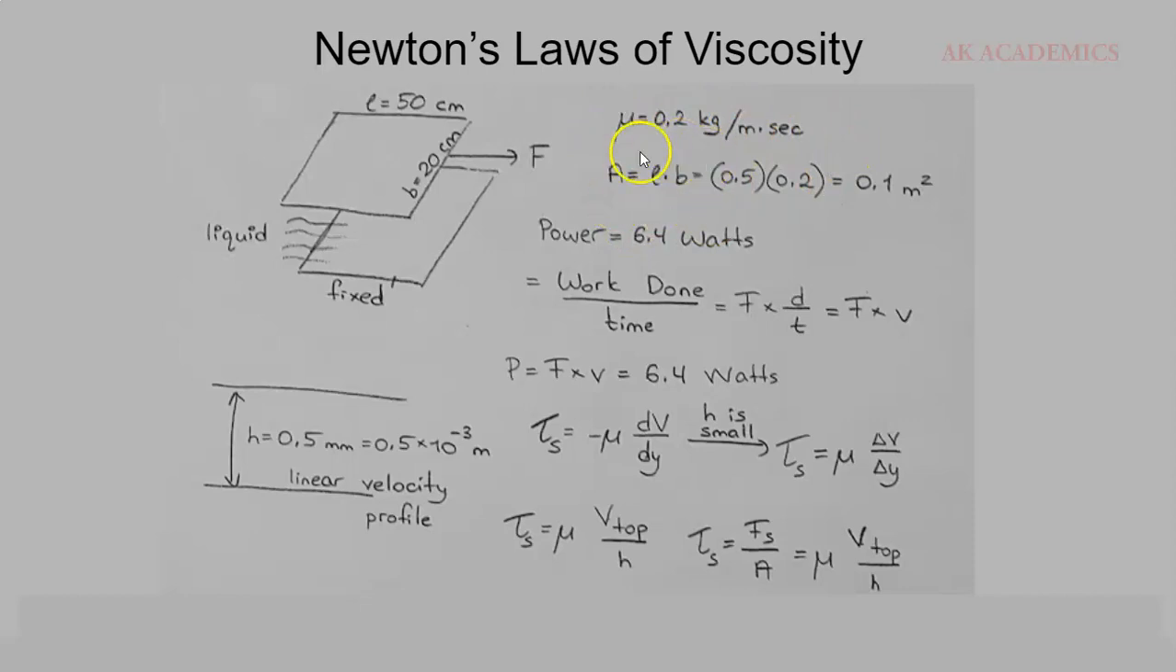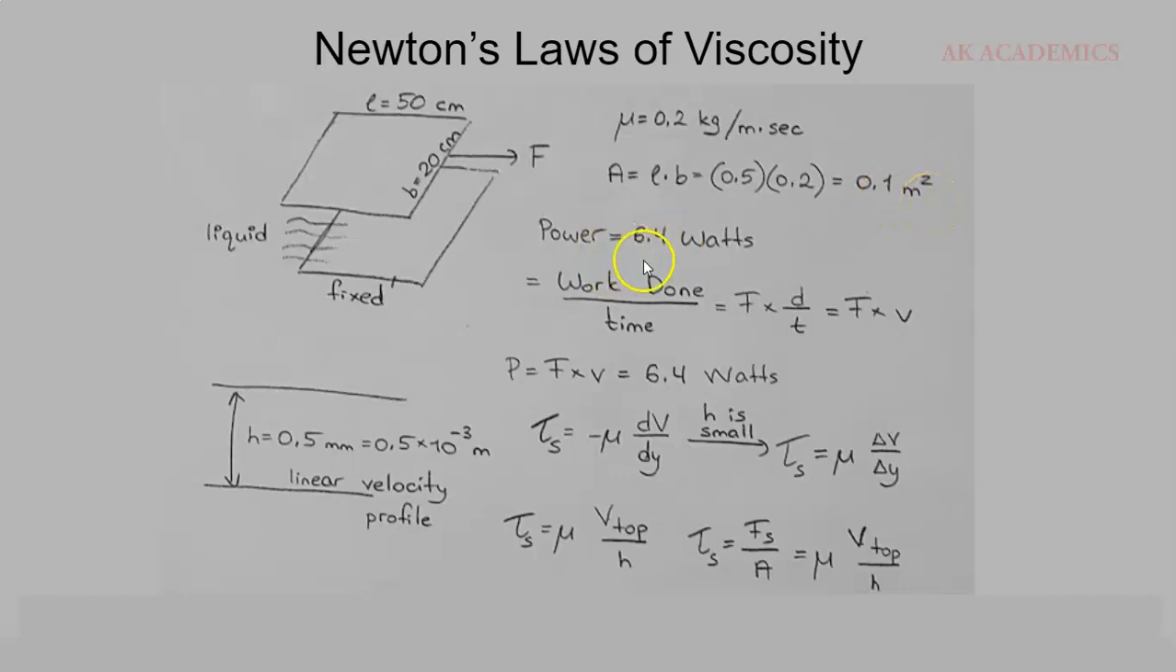So we have the area to be length times breadth, 50 times 20, which is 0.5 multiplied by 0.2. 0.5 is when you convert 50 centimeters to meters: you just divide by 100, which gives us meters. Then divide 20 by 100, which gives us 0.2 meters. So when you multiply both of them together, it gives us 0.1 square meters. So the contact area is 0.1 square meters.